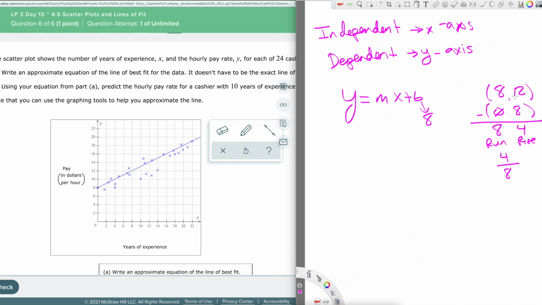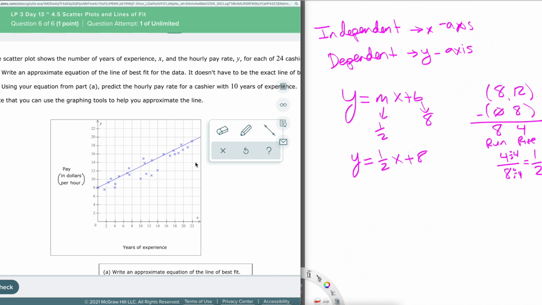We just need to make sure we're paying attention to run and rise, so we put it in our formula nicely here. So I'm going to divide by 4 to reduce these. So it's going to be 1 and 2. So this will be 1/2. So I have y equals 1/2 x plus 8. We'll see if they accept this.